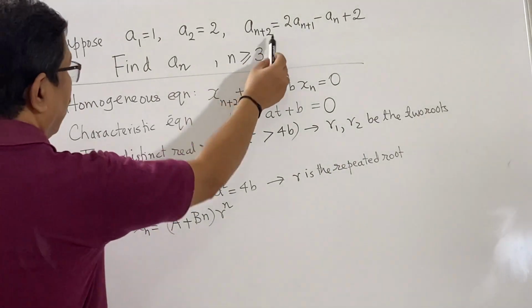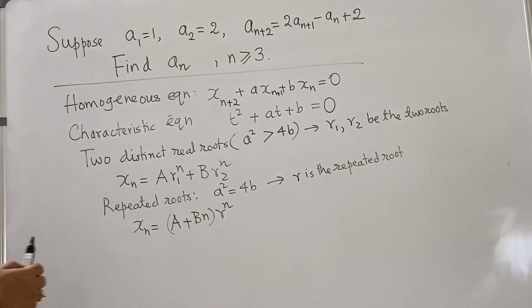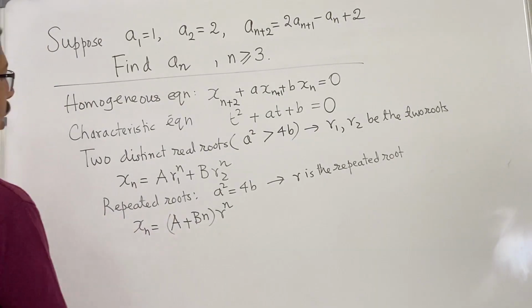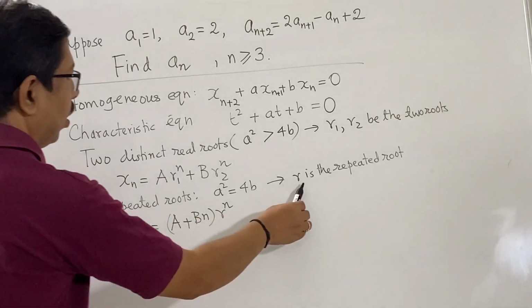For this particular problem, we are in this situation with a repeated root. Our solution is of this form: (a plus bn) r to the power n. r in our case is 1.